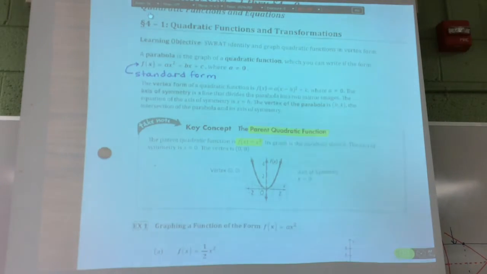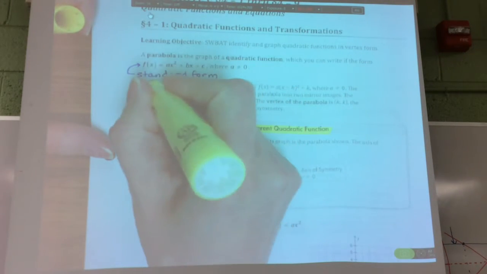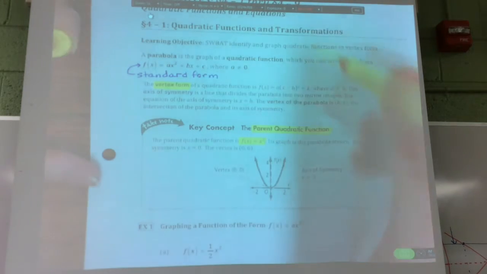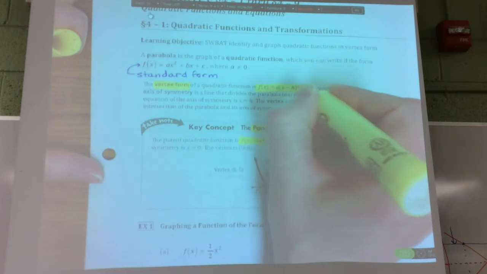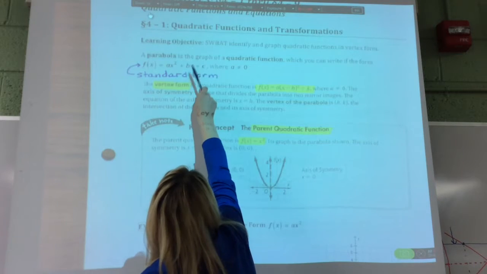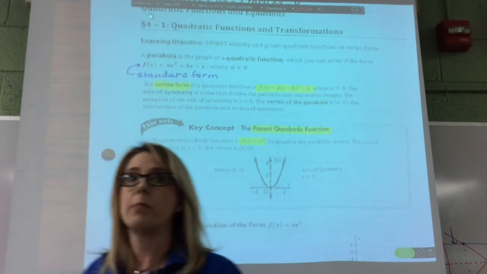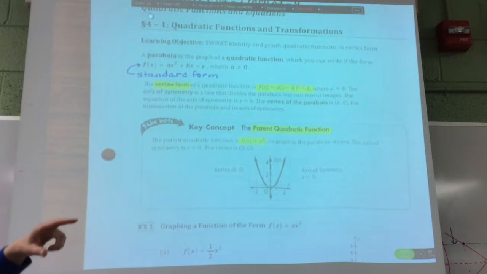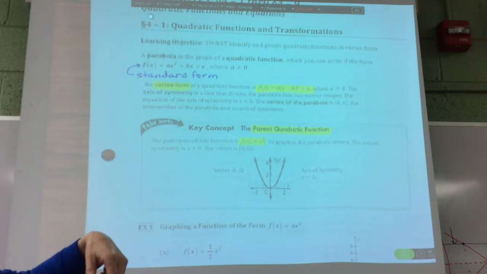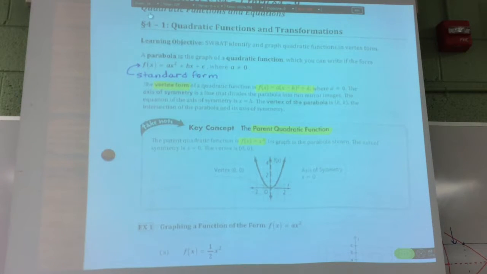The vertex form of a quadratic equation is this: f of x equals a times x minus h quantity squared plus k. It'll take us a little bit of time yet before we do this, but one of the things that we are going to learn how to do is go back and forth between standard form and vertex form. It's easy to go from vertex to standard, and it is much more difficult to go from standard to vertex. But we're going to learn how to do both. All right?